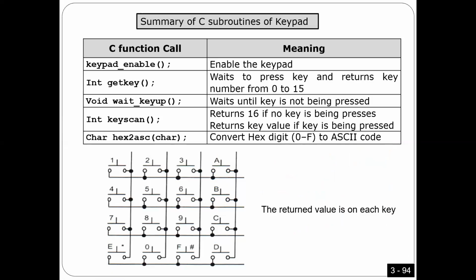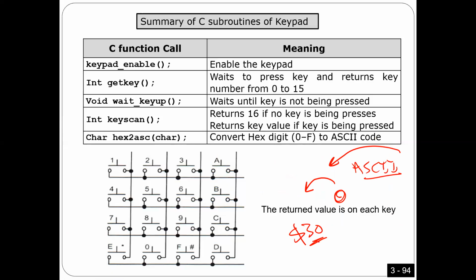In assembly, the returned value is going to be in ASCII. Is that okay? It's going to be in ASCII. So if you hit 0, I'm not going to return 0. I'm going to return 30, because this is the ASCII of 0, okay?